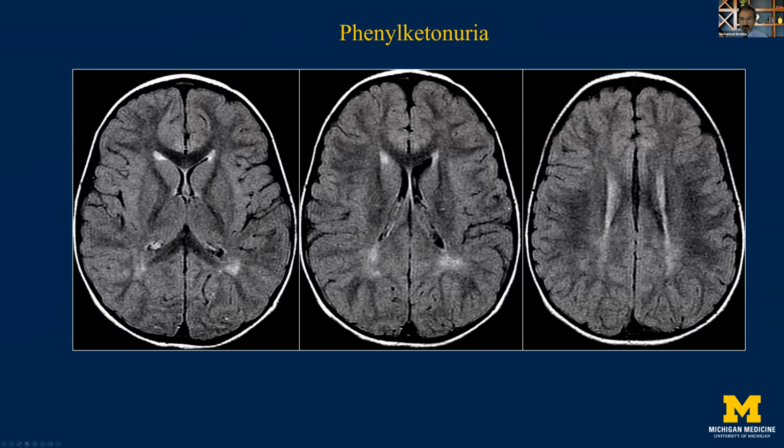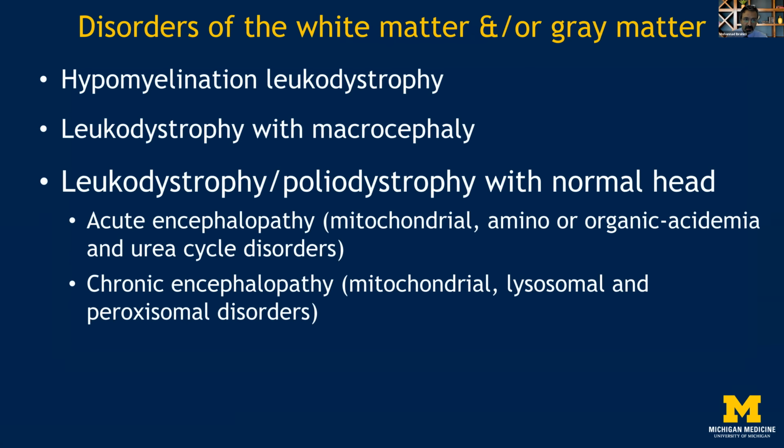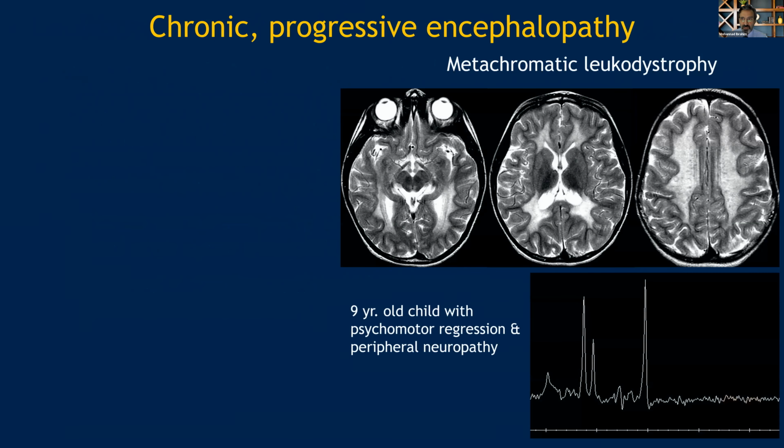Not all patients with aminoacidopathies will present acutely. Phenylketonuria is an example of patients who present with non-specific features. There are patchy signal changes classically seen in the periatrial white matter, but they can involve other parts of the brain. Patients sometimes with aminoacidopathies can present with a chronic progressive clinical presentation. And finally, moving to our last category, which is the chronic progressive encephalopathy patients.